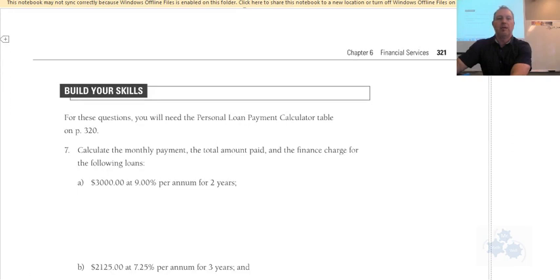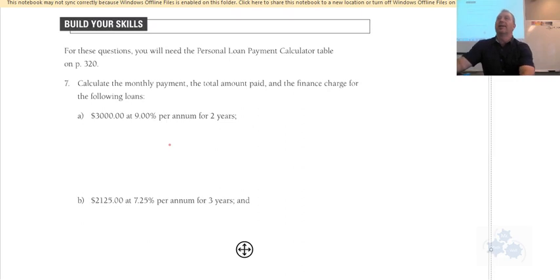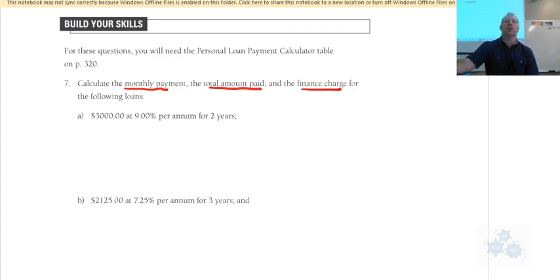Okay, so we'll do one more build your skills question, and then you guys are on for the practice section. You fill in the other questions. So number 7, calculate the monthly payment. This is going to be easy for you guys. The total amount paid also, and the finance charge. Now the finance charge is the interest really, right? For the following loans. $3,000 at 9% for 2 years.